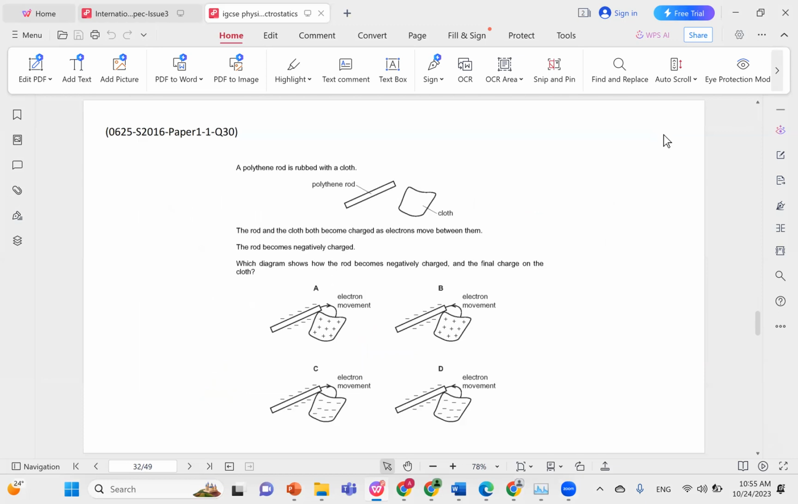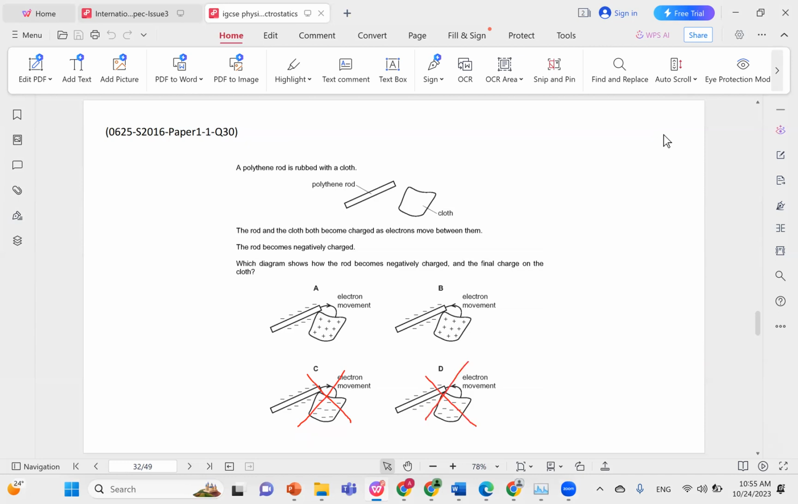A polythene rod is rubbed with a cloth. The rod and the cloth become charged as electrons move between them. The rod becomes negatively charged. Which diagram shows how the rod becomes negatively charged and the final charge on the cloth? Like we said, the electrons move from one body to the other. So if one of them is negatively charged, then the other one has to be positively charged, right? So I have to automatically neglect C and D.